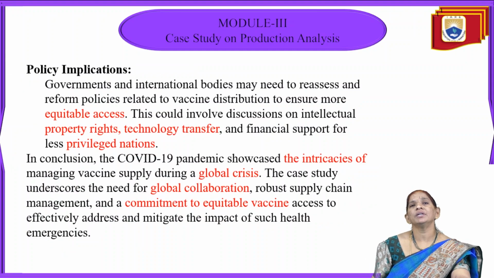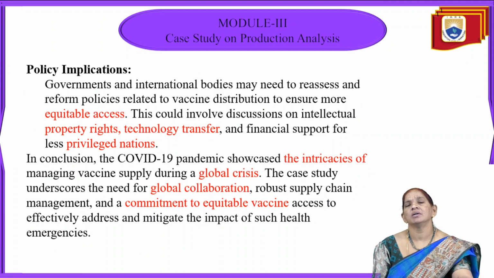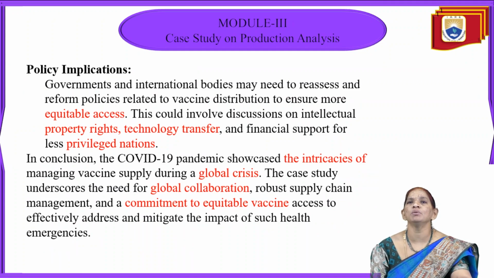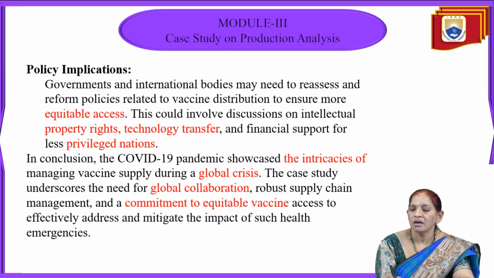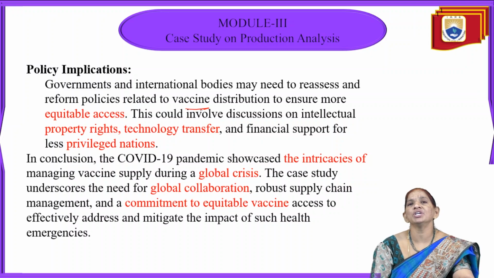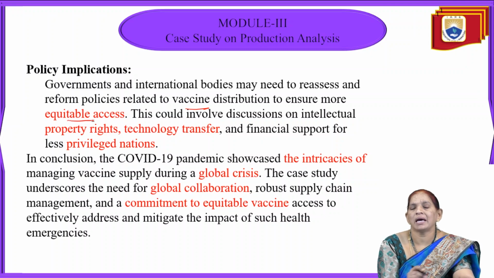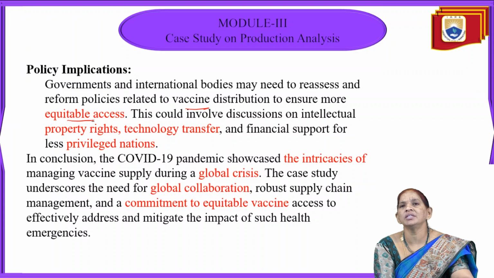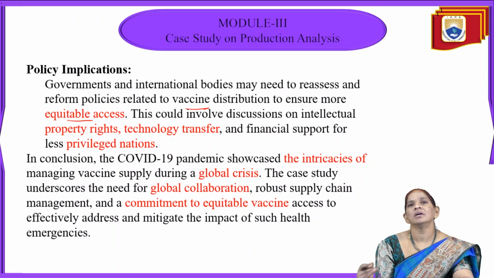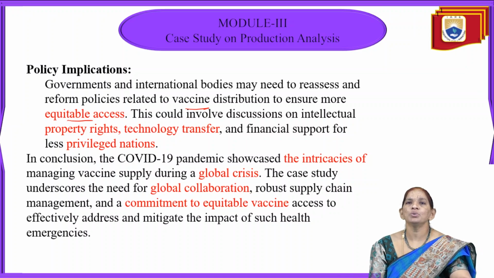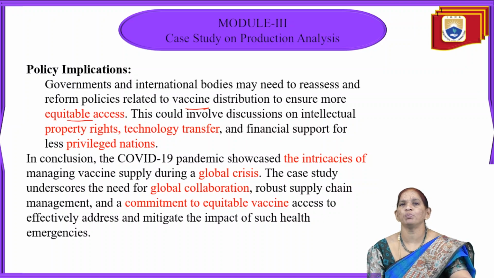And along with that, policy implications. Governments and international bodies may also assist in reforming policy relating to vaccine distribution, which ensures more equitable access. Internationally, the distribution of the vaccine must be done in an equitable manner, and we should supply more where the requirement is greater. This could involve discussion upon intellectual property rights and also technology transfers.